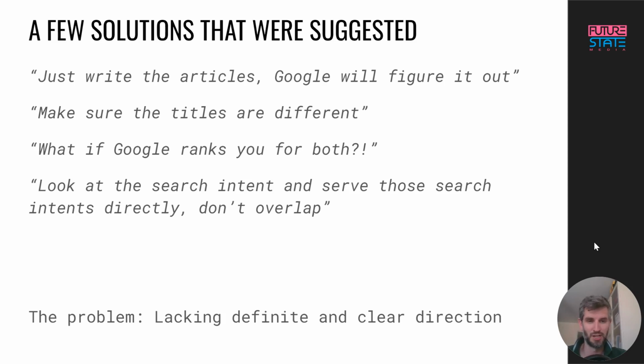Unless you're dealing with a really, really long-tail term where they're willing to put two results from the same website within the SERP. And in those cases, we tend to see that it's more authoritative sources and more authoritative websites that they'll do that with. There are examples of where they do it with smaller sites, but let's not get hung up on that. So I lean towards looking at the search intent and serving those search intents directly, don't overlap.